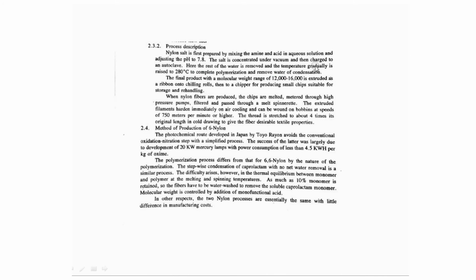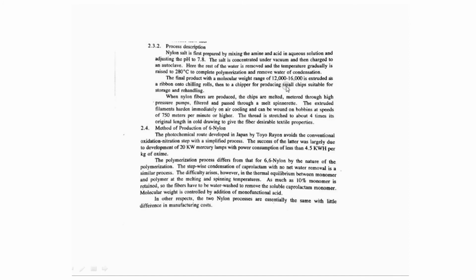where the rest of the water is removed and the temperature is gradually raised to 280 to complete polymerization and remove the water of condensation. So basically it is a condensation polymerization, and we have already seen that in condensation polymerization 2 monomers condense to form a larger molecule, and they expel a simpler molecule like ammonia or water. So here the water molecule is removed, and we are using vacuum to remove the product called water.